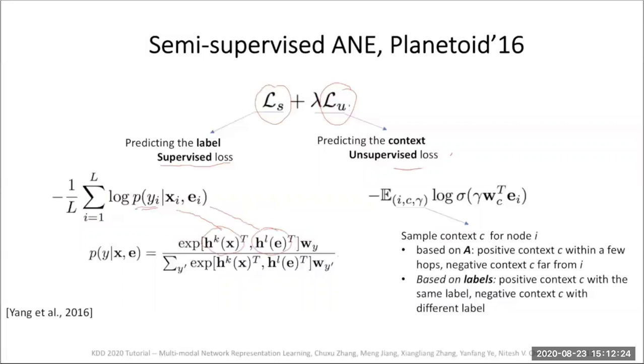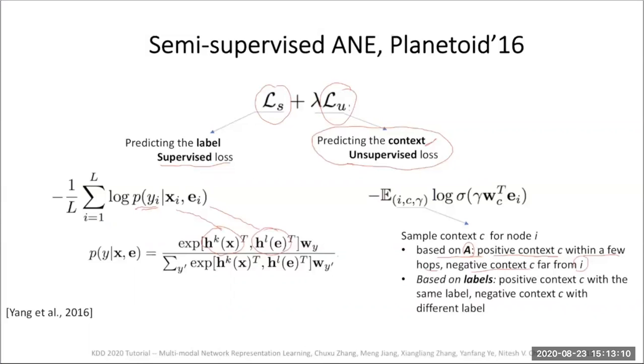And the unsupervised loss here is defined to predict the context. This is similar to what was used in the objective function of DeepWalk. We try to predict the context, try to predict the neighbors. And the context here is defined in two ways. First, the context can be defined based on the network topology of this adjacency matrix A. That is saying we have the positive context C within a few hops of node i, and for the negative context, it can be far away from the node i. This is consistent with what was used in the DeepWalk formulation.